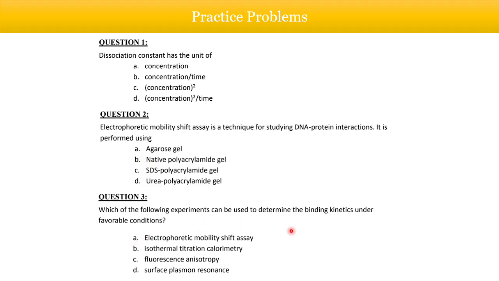Which of the following experiments can be done to determine the binding kinetics under favorable conditions? EMSA, ITC, fluorescence anisotropy, or surface plasmon resonance? Which experiments can you do to get an idea about the kinetics?